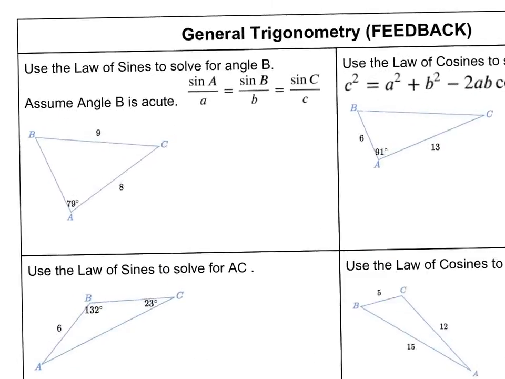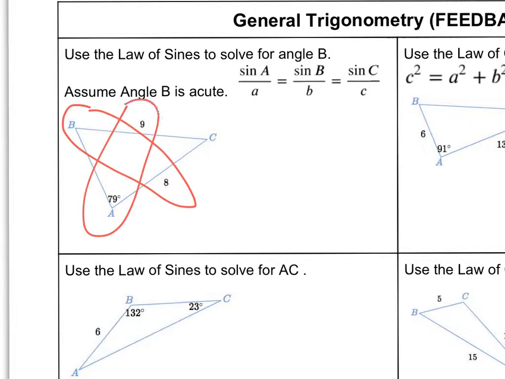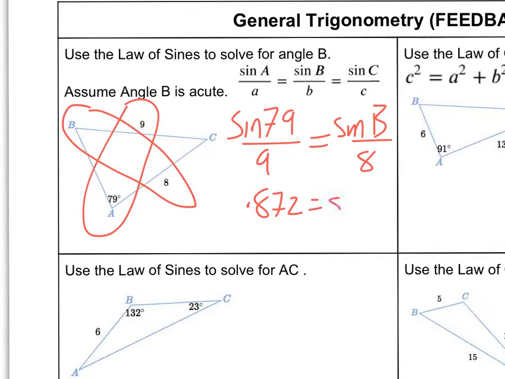For the first one, we've got law of sines, and we're trying to solve for angle B. So let's set that up. There's my angle B, there's my angle A. We've got sine of 79 over 9 is equal to sine of B over 8. I'm going to do sine of 79 divided by 9 and get 0.109. I'm going to multiply that by 8. And when I do that, I've got 0.872 is equal to sine of B. That means that sine inverse of 0.872 is going to give me my angle B. So when I do that, sine inverse of that gives me 60.75 degrees.